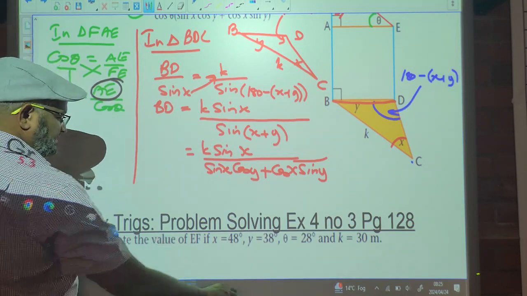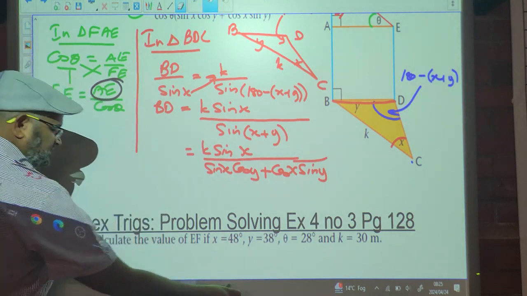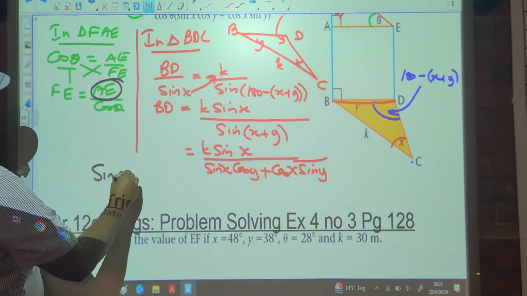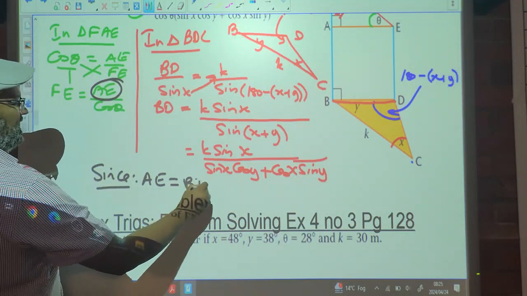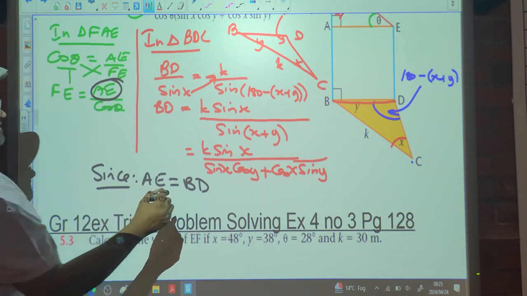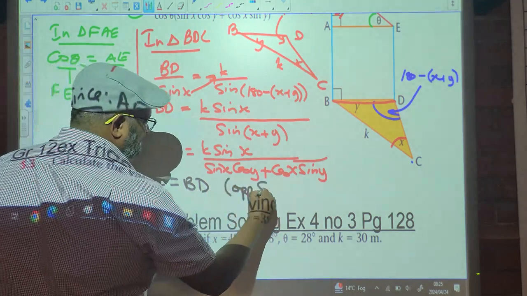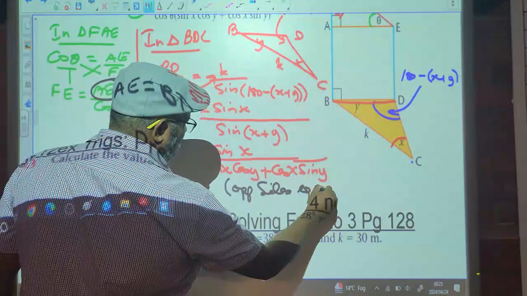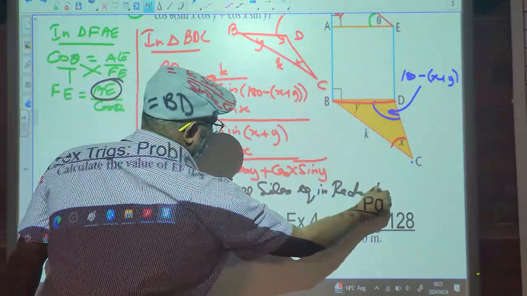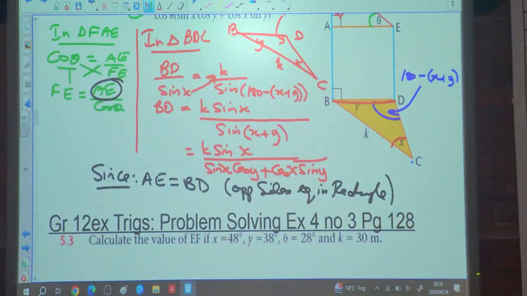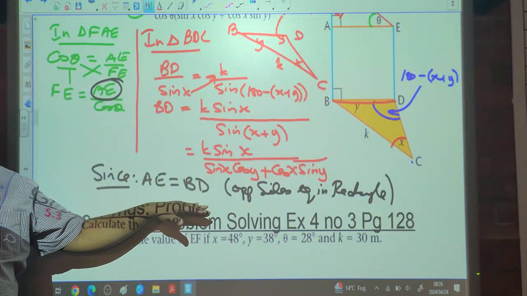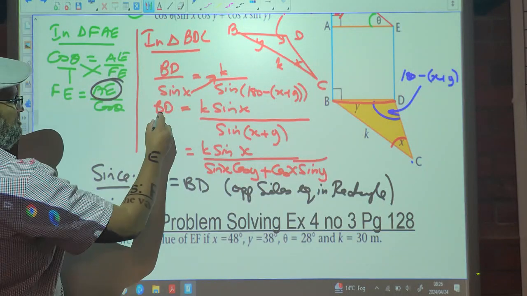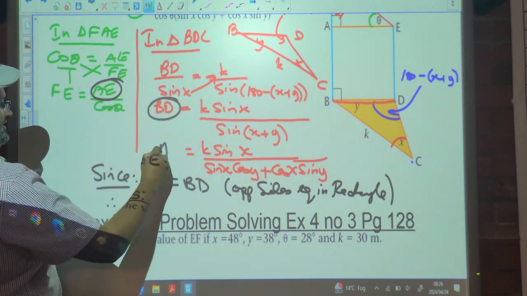But what must we say first? We say since AE is equal to BD. And why is that the case? Because opposite sides are equal in a rectangle. People, do I have to give a reason here? No. Why? You're not busy with Euclidean. So this is sufficed by saying AE is equal to BD. So therefore, I can replace this with AE.